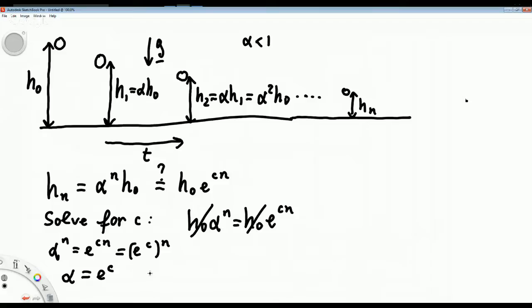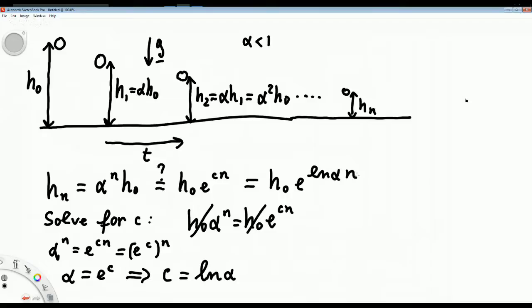So we know now that c has to be such that e to the c equals alpha. But this is exactly the definition of the natural logarithm, which again we met at the workshop. So this equation can be satisfied if c equals the natural logarithm of alpha. So yes, we can express the height hn as h naught e to the cn if c is equal to, and now I can write it on the right hand side above, the natural logarithm of alpha.